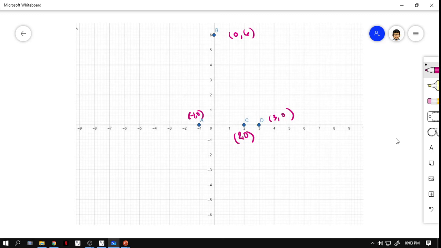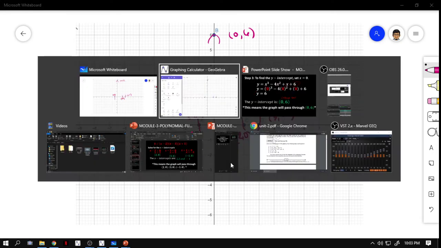Ang ibig sabihin ng graph daw natin dadaan dyan. So, dadaan siya dyan. Dadaan siya dyan. Ayusin natin konti. So, dadaan siya dito. Dadaan siya dyan. At dadaan din siya dito. So, kapag dinrawing na natin yung graph natin, ibig sabihin yung graph natin dadaan sa mga points na yan. So, yun ang importance ng intercepts in graphing polynomial functions.